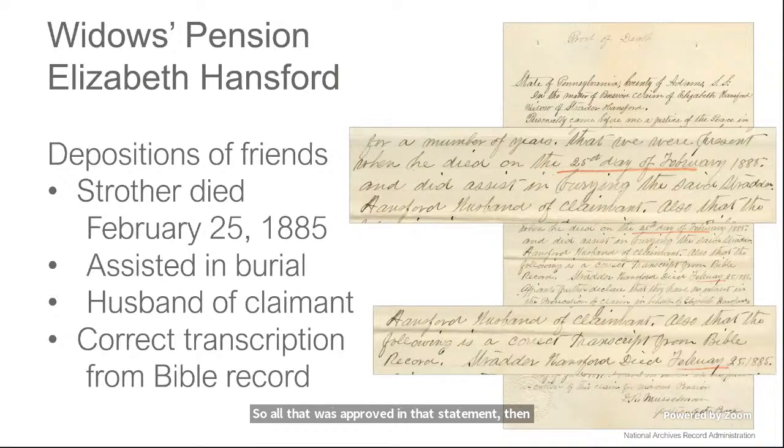Then farther on down, they mentioned that it was a correct transcription from the Bible record right here, that he died, that they put D's instead of T's. Strouder Hansford died February 25th, 1885. So somewhere there's a Bible record, which is pretty cool to learn. Also, we learned that Strouder might be a different spelling, so of Strouder. So you want to be aware of this as you go look for additional records about this man, that his name could be spelled that way.